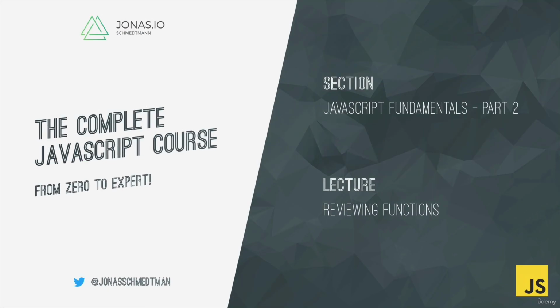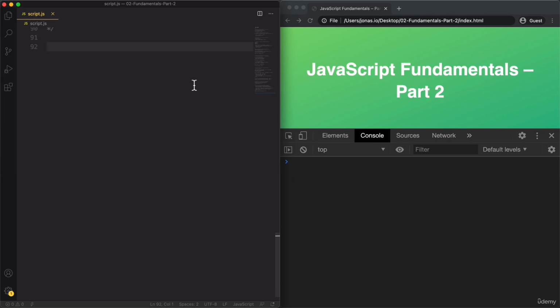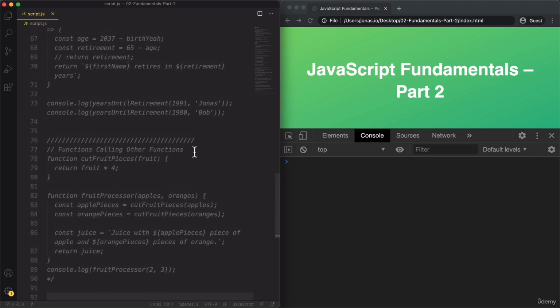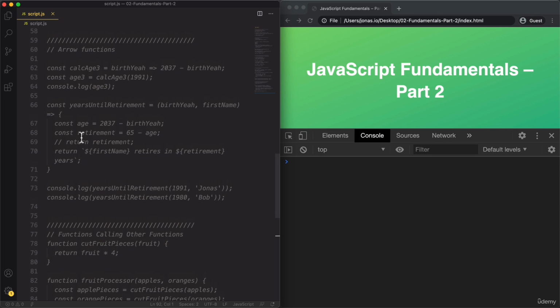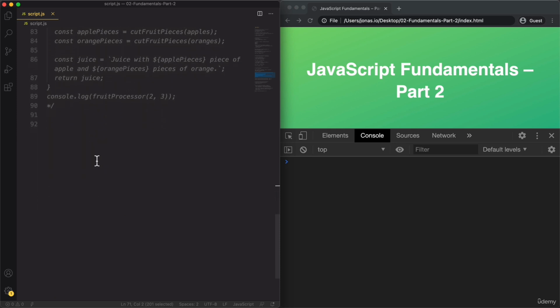To finish this part about functions, let's review everything important that we learned so far, in order to make sure that you really understand functions before we move on to other topics. And let's start by bringing back and rewriting the function that we wrote before, which is the years until retirement function. So I think it was in the lecture about arrow functions. So let's copy this one and paste it here.